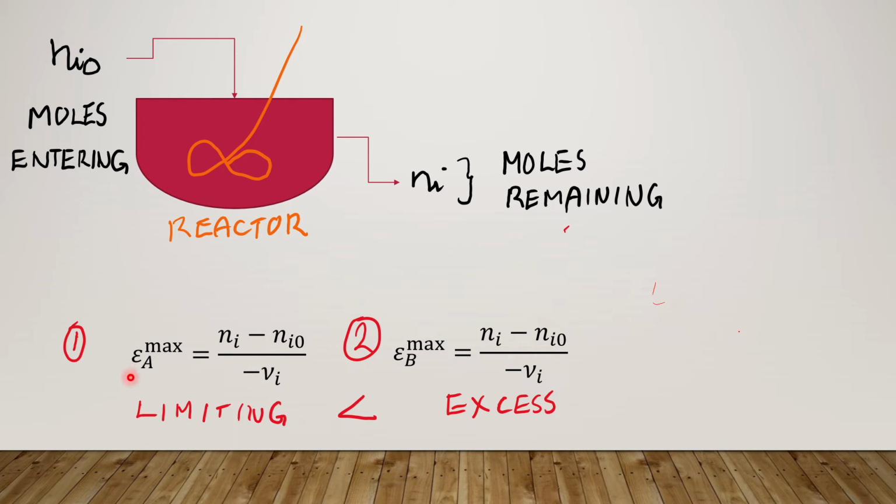So you can see here, this is the first reactant, which is reactant A or species A, and then you've got the second reactant, species B. For both, you're going to determine their maximum extent of reaction, and the lowest value that you get between the two will give you the limiting reactant. However, the highest value will give you the excess reactant. So that's how you differentiate which one is limiting and which one is in excess in any particular reaction.